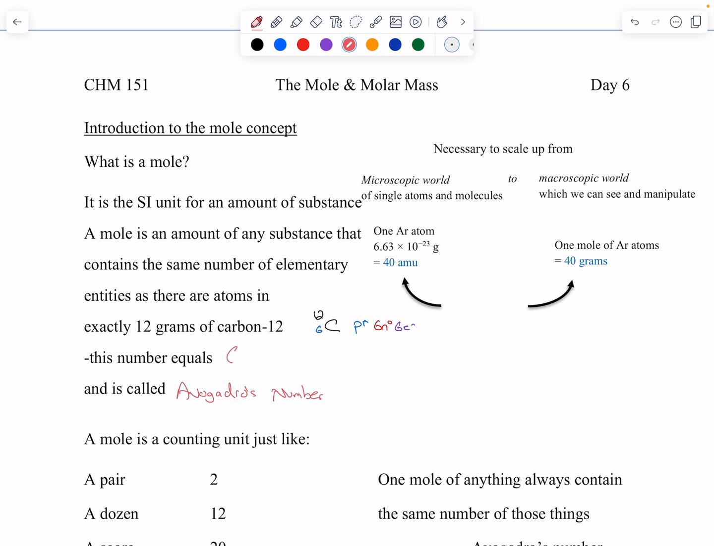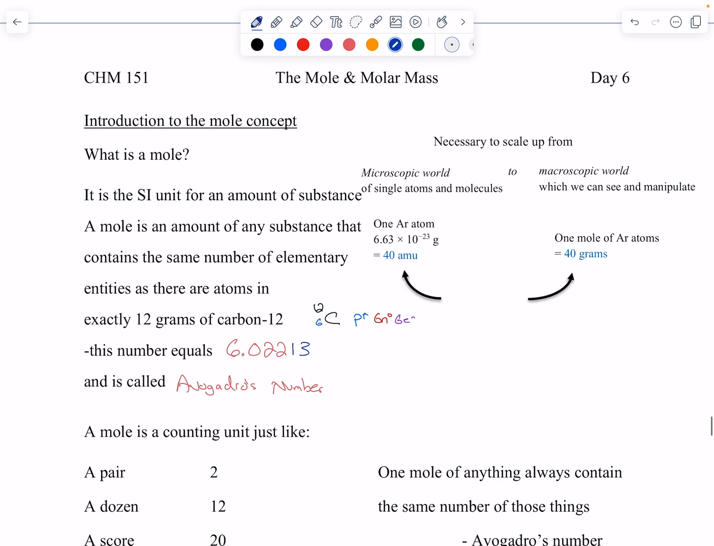And it is 6.022. We'll use that the most, but it's 6.02213736 times 10 to the 23rd, which is a very large number. I mean, if you think about that, that's huge. 23 zeros. That's quite a lot of zeros.